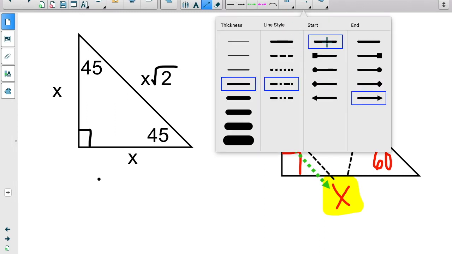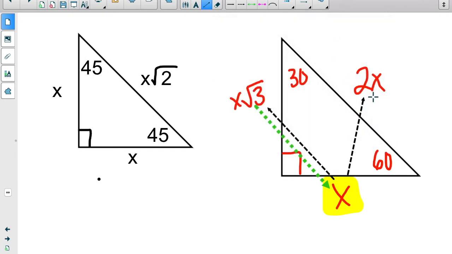Now if I'm given the side opposite 90 degrees, the hypotenuse, I'm going to divide it by 2, then multiply it by the square root of 3 to get the side opposite 60. So it's all dependent on what side we're given. Then we're going to follow the pattern.